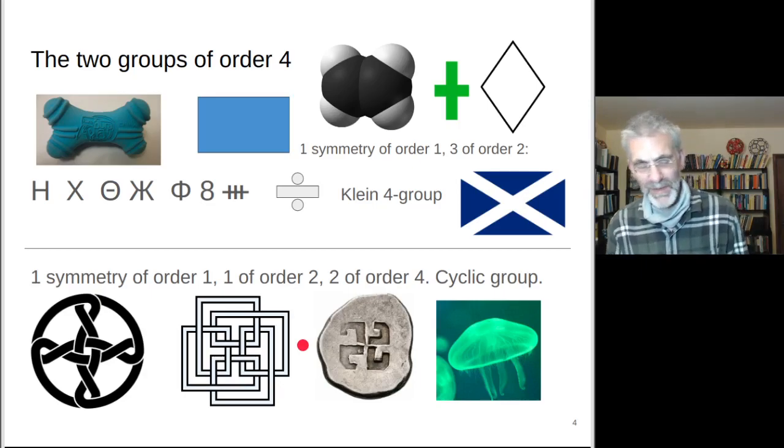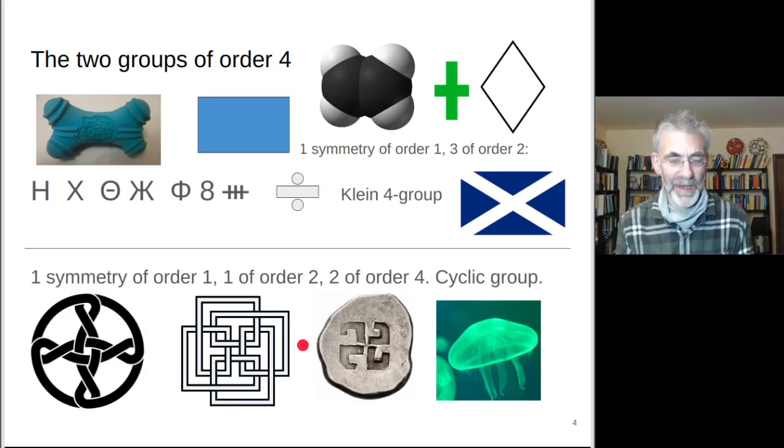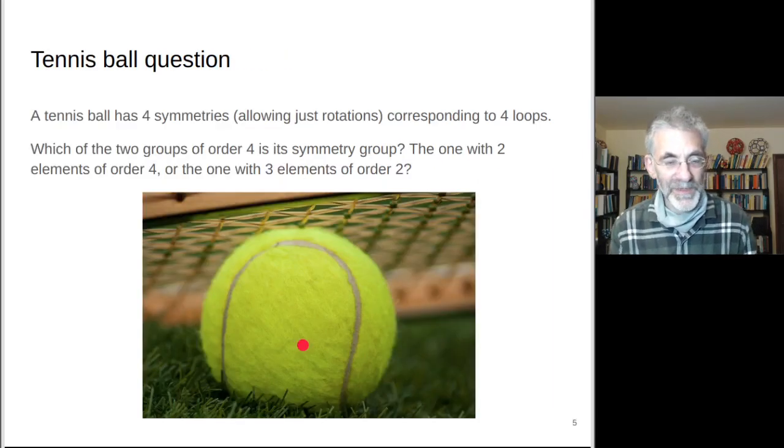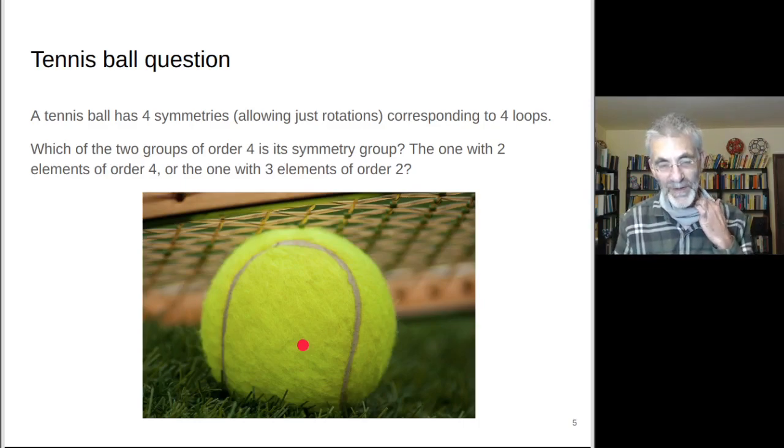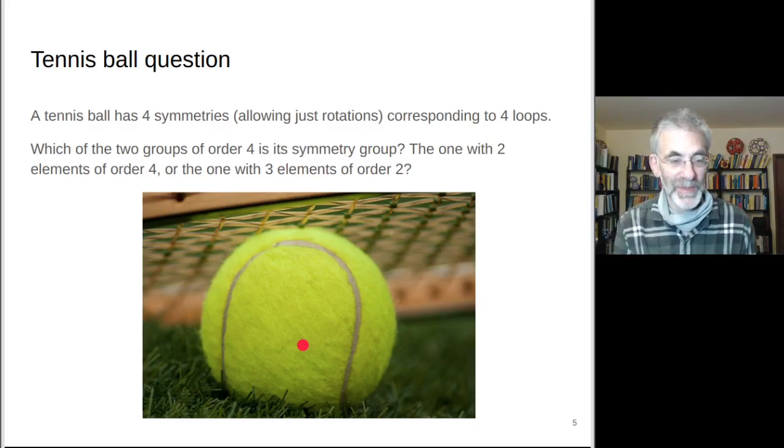Isomorphism means two groups are isomorphic if they're really the same up to relabeling the elements. So as an exercise, you can try and figure out what is the group of symmetries of a tennis ball. There are 4 symmetries, so which group is it? Is it the one with 3 elements of order 2, or is it the one with 2 elements of order 4?